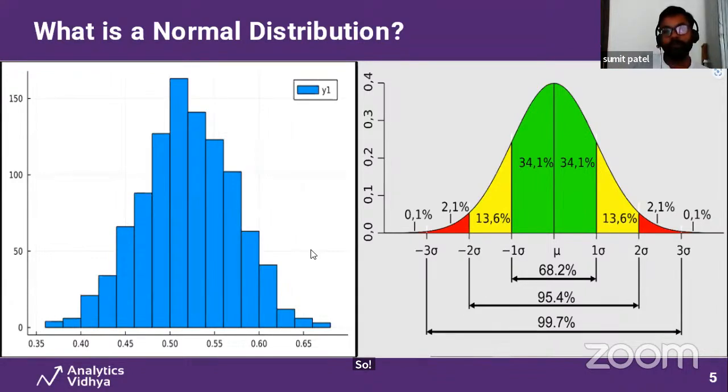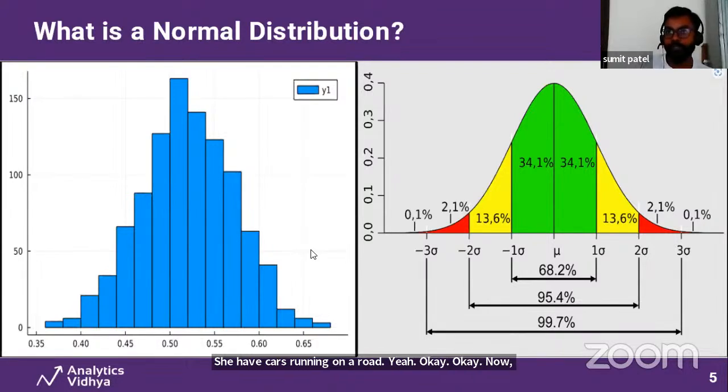Speed of cars running on a road, yeah, could be. Now, if I plot the score of an opening batsman for the last 20 years for any team, will it follow a normal distribution? Think about it. For the last 20 years, if I plot the score of every opening batsman in cricket history, will it follow a normal distribution?